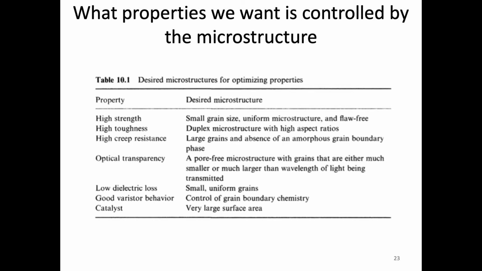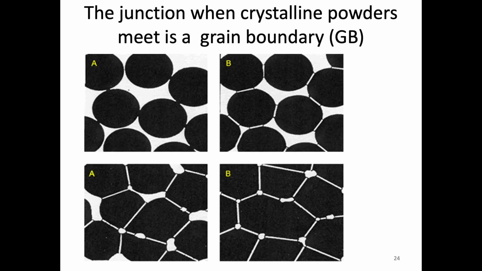There's also some other applications, dielectric loss, varistor behavior, and so on. All these have kind of unique microstructures that we're looking for. But for the most part, what we're going to try to emphasize is relatively small grains, uniform structure, and try to eliminate flaws and porosity as much as possible. That will give us kind of the best of most applications.